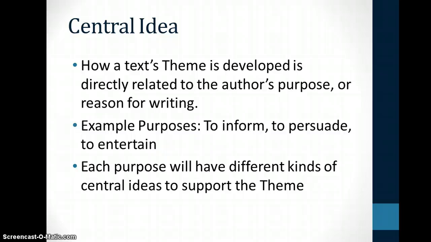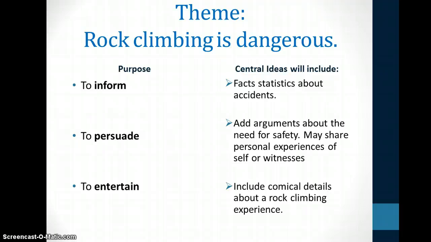That central idea, how a text theme is developed, is directly related to the author's purpose or reason for writing. So let's think about example purposes. We know that authors write for 3 main purposes: to inform, to persuade, or to entertain. Each purpose will have different kinds of central ideas to support that theme. So let's look. If our theme is rock climbing is dangerous, and we have a few different purposes, you might have first a purpose to inform people. Okay, that rock climbing is dangerous. The central ideas in this piece would be probably facts and statistics about accidents while rock climbing.